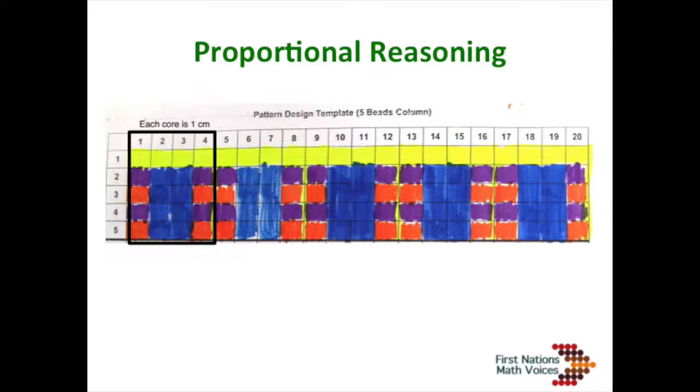With that knowledge, students were then able to determine the number of beads they would need by adding up groups of 20, since each core was made up of 20 beads.